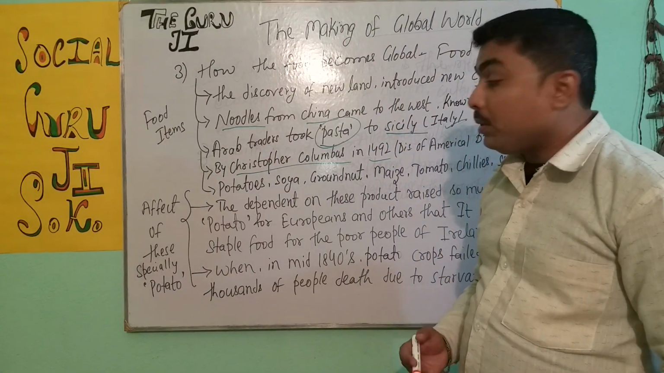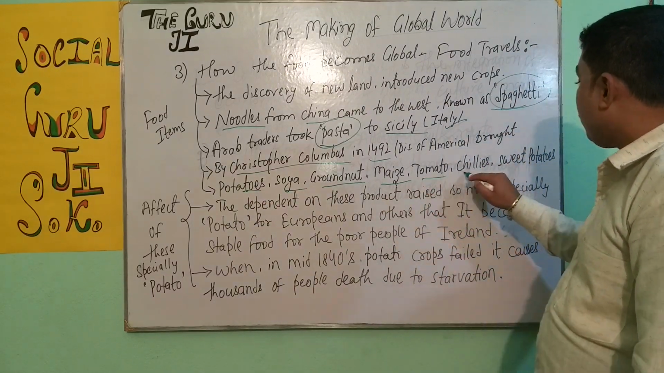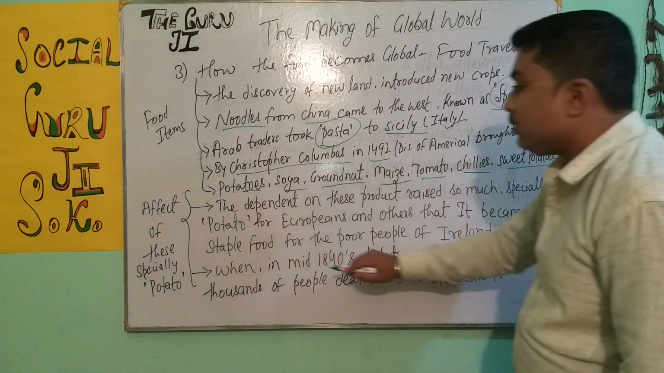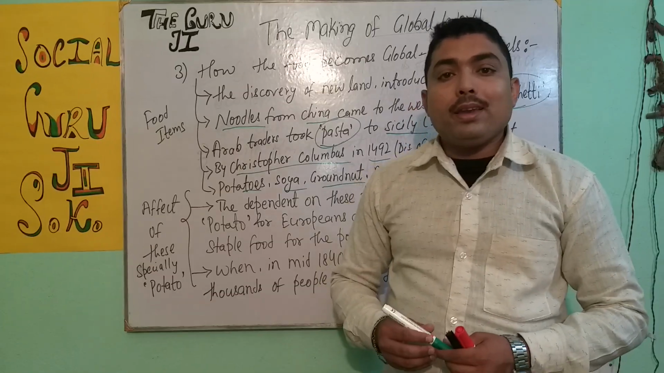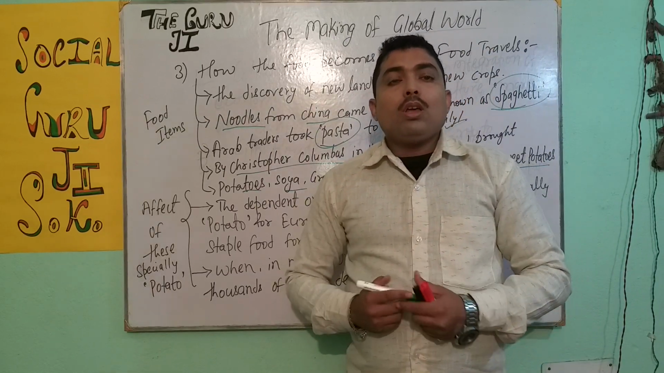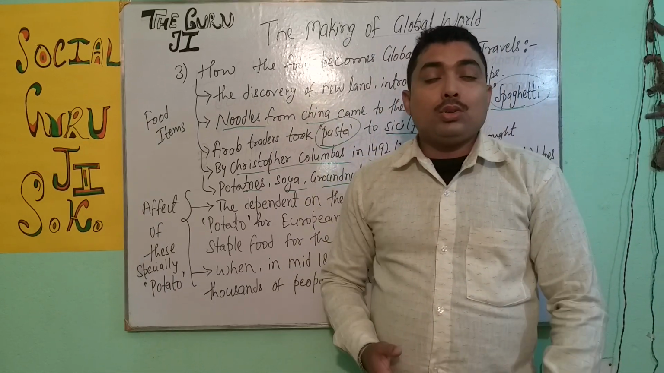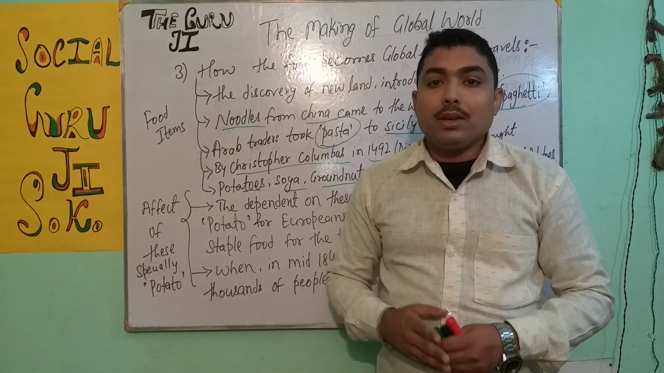By Christopher Columbus in 1492, when he accidentally discovered America, we got from there potatoes, soya, groundnut, maize, tomato, chilies, sweet potatoes, and not only these things but also many minerals and other aspects. So due to these discoveries, we got a lot from these areas.